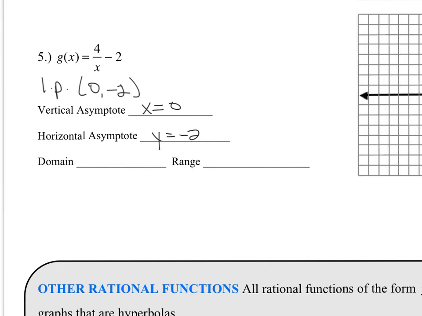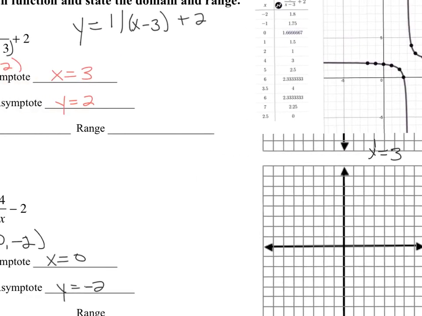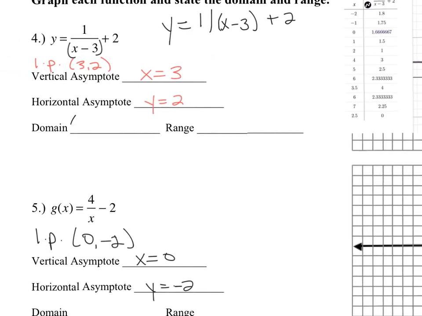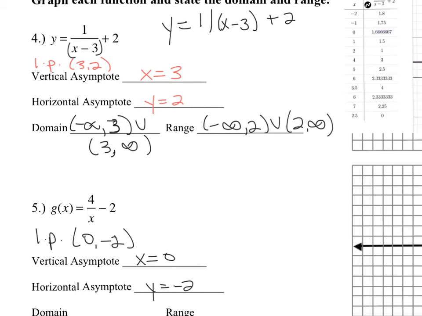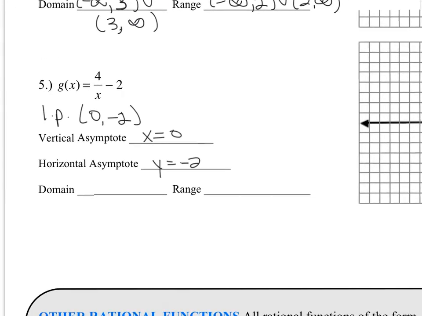Oh, we never did the domain and range for the one up here. So the domain for this one would be negative infinity to 3. It's not a negative 3, that's just 3. Union 3 to infinity. And the range, negative infinity to 2, union 2 to infinity. Sorry about that. So let's hop on down to this one.